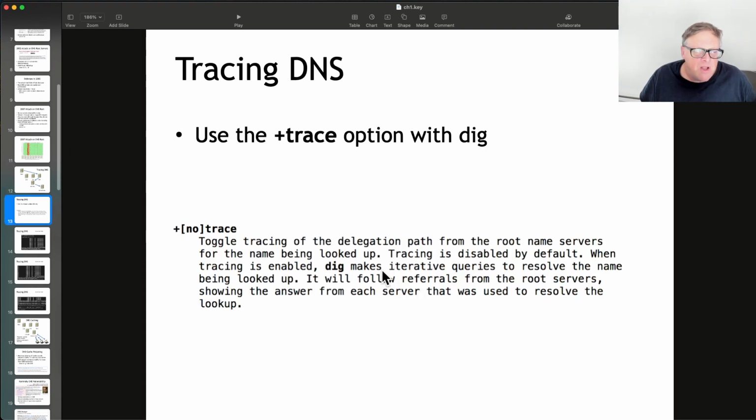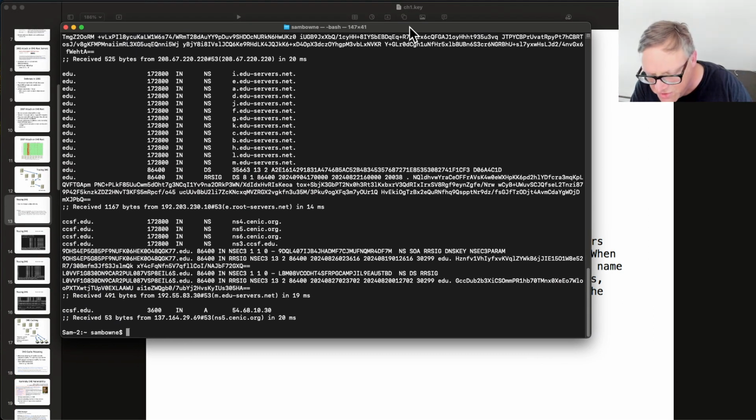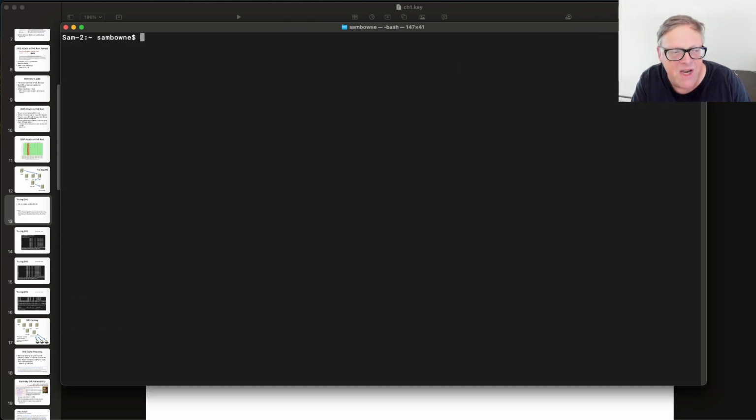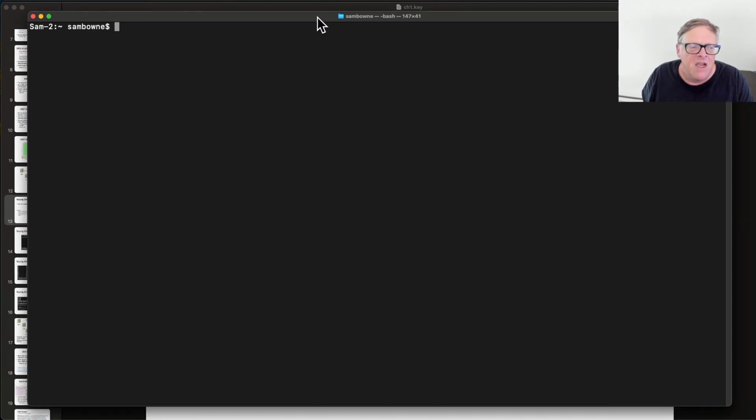Now you can follow it with +trace. This will show you the delegation path. And I just ran it here. Let me just run it live. This is a Mac I'm using, so it's got dig built into it. Windows doesn't have dig, although it might have it in PowerShell by now. I haven't tested it lately. It certainly would if you have Windows Subsystem for Linux.